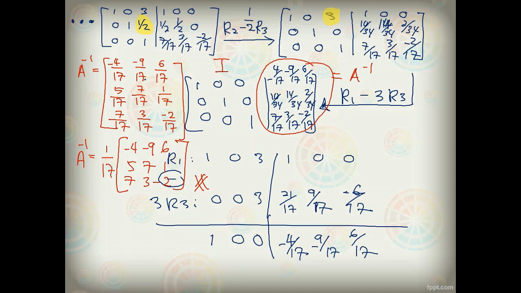Alright, so do you see the concept now? From augmented form A identity, using ERO, we reduce the matrix A to identity, and the whole row operation will transform the matrix identity on the right side to become our inverse.